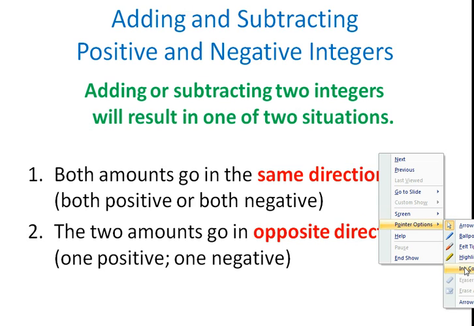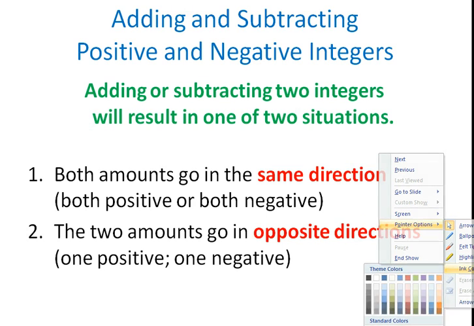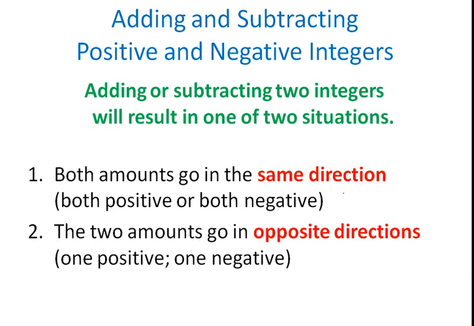let's get our pointer out here. You might have 4 plus 7. They're both going in the positive direction. Or you might have both going in the negative direction. So negative 3 minus 8. So both going negative.